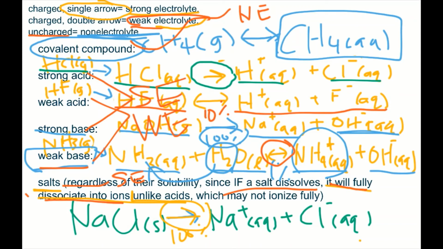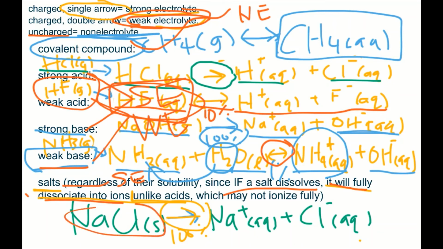So a weak acid might go into solution, such as HF going into solution and becoming HF aqueous. But if HF aqueous chooses not to dissociate fully into H plus and F minus, we call it a weak electrolyte. Meanwhile, if NaCl chooses to go into water, it will 100% dissociate. So if you have a single arrow, you are a strong electrolyte. If you have a double arrow, you are a weak electrolyte.